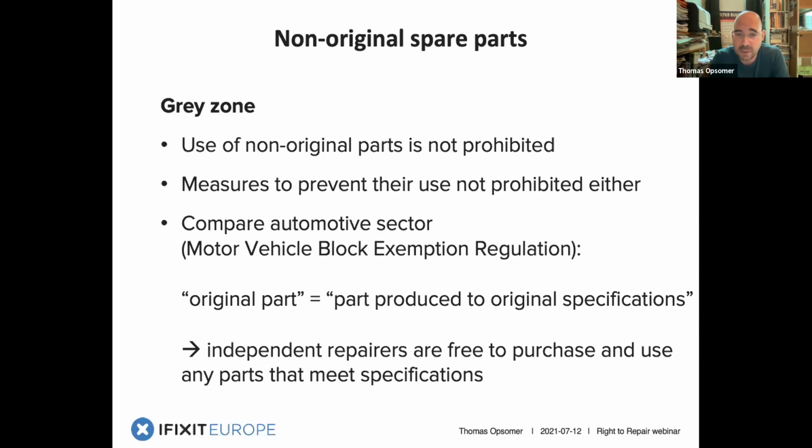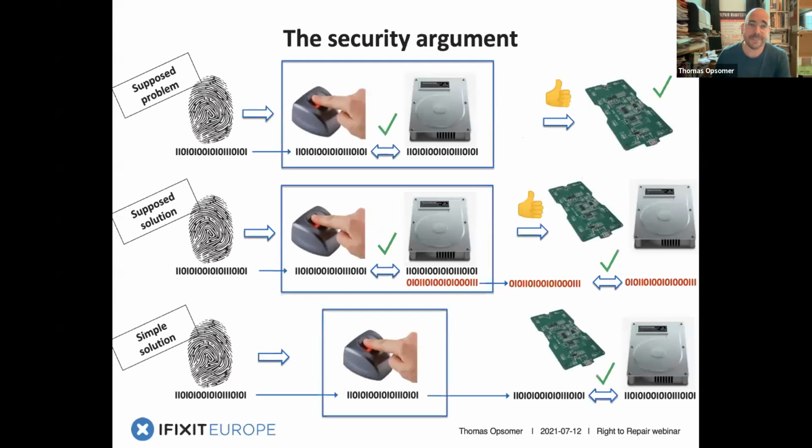And independent repairers have the right to purchase the parts wherever they want. They can use parts that meet those specs, whether they're branded or not. And for instance, the warranty cannot be voided because those non-original parts have been used. So there we have a very clear example of how this could be dealt with, and it would be very, very beneficial to have a similar regulation in place for electronics that would really clarify the situation.